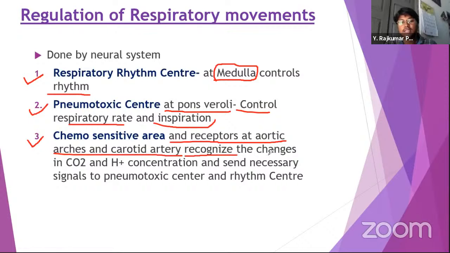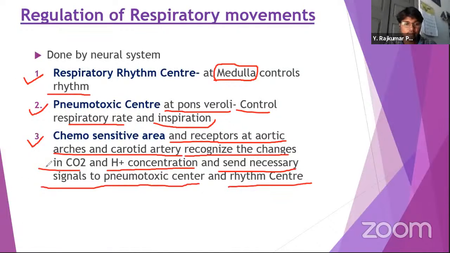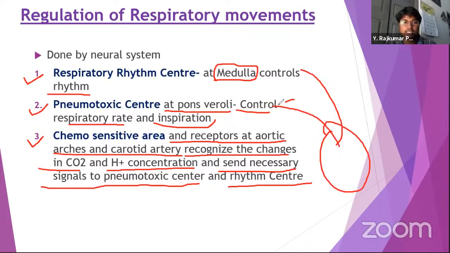Okay, the carotid artery receptors recognize the changes in the oxygen and pH concentration, the H plus concentration, and send the necessary signals to the pneumotaxic center and rhythm center. So the chemosensitive area is the most important area which passes the signals to the pneumotaxic center and the respiratory rhythm center. Suppose the carbon dioxide percentage in the body is very less, it is firstly identified by the receptors at the aortic arches.